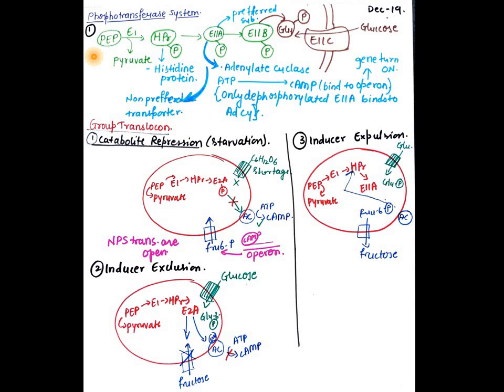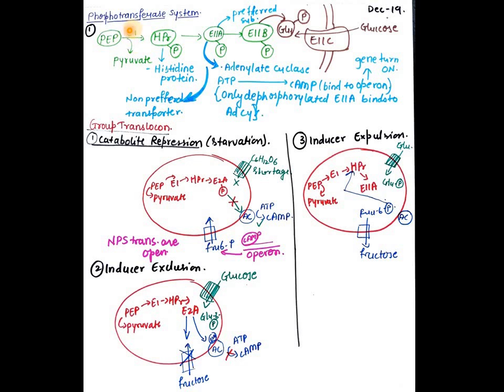Now, in order to understand this system, first let's look at this diagram, wherein this is the cell wall and there is this integral transporter protein through which the energy source or the substrate enters the cell. This is the inside of the cell, and all these enzymes are intracellular enzymes. So phosphoenolpyruvate, as we all know, carries a phosphate group. Now that phosphate group is transferred onto E1.